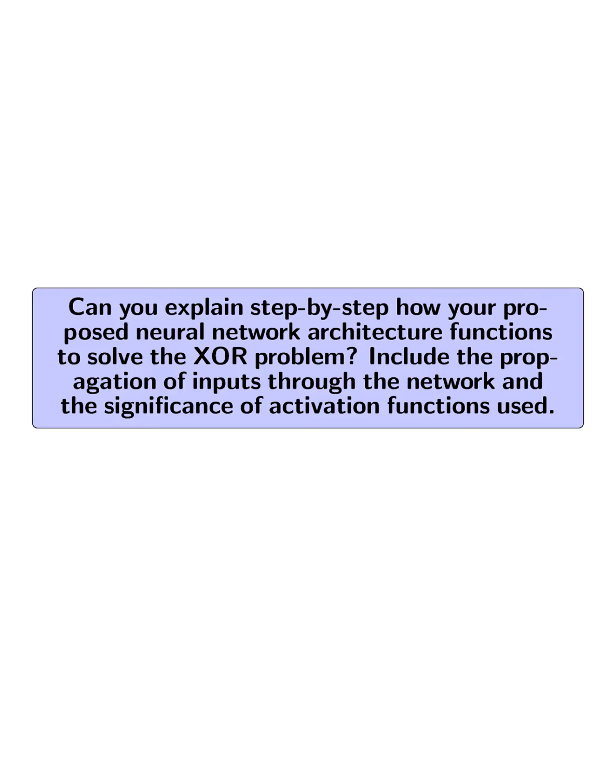Can you explain step by step how your proposed neural network architecture functions to solve the XOR problem? Include the propagation of inputs through the network and the significance of activation functions used.